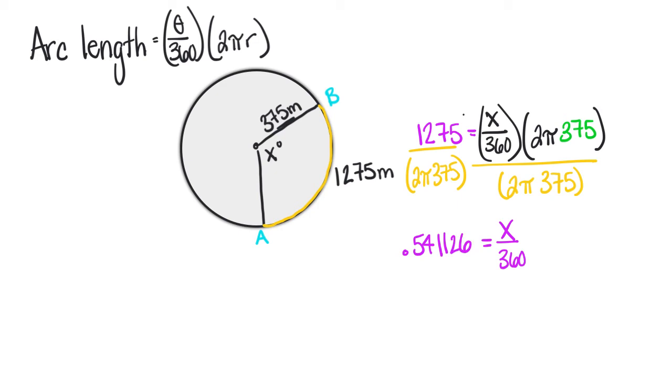Now to undo that fraction, you're going to go ahead and multiply both sides by 360. So I'm going to times that by 360, and that's going to undo this fraction. When I do that, I'm going to get my answer of 194.805, and that's going to equal x. Again, you're asked to round to the nearest whole degree, so my final answer, I would say, is 195 degrees.